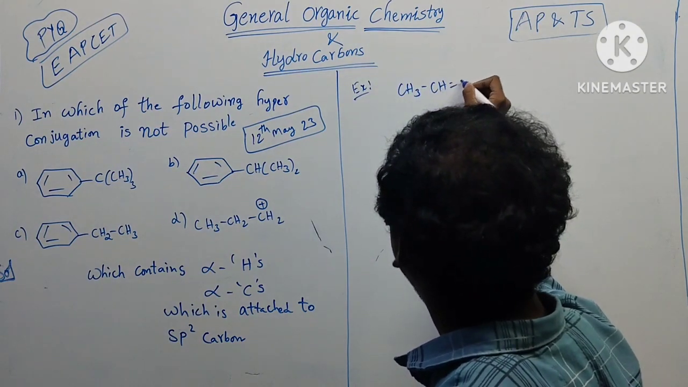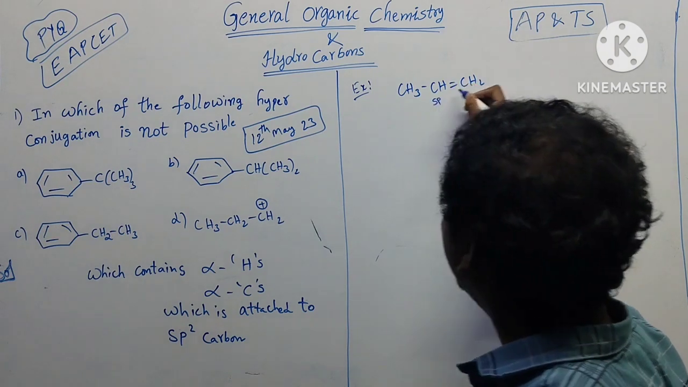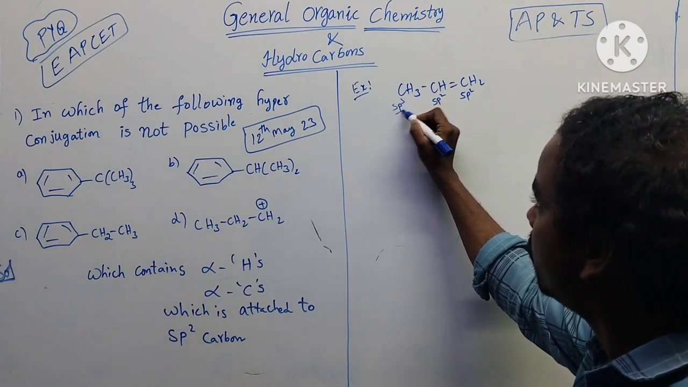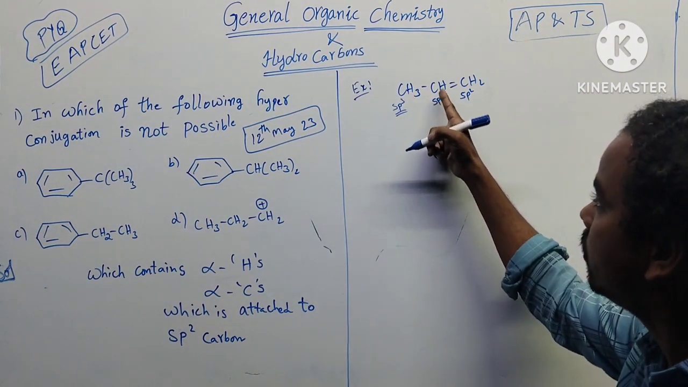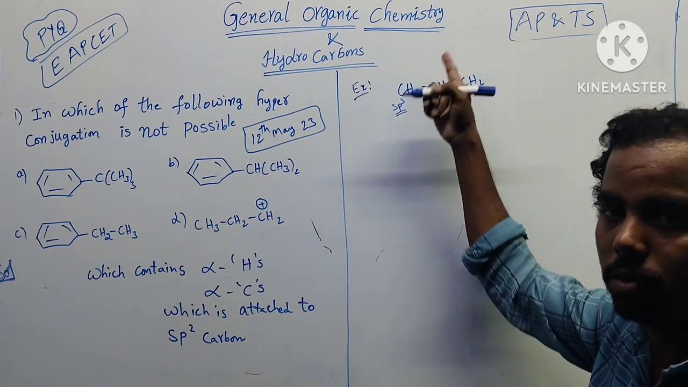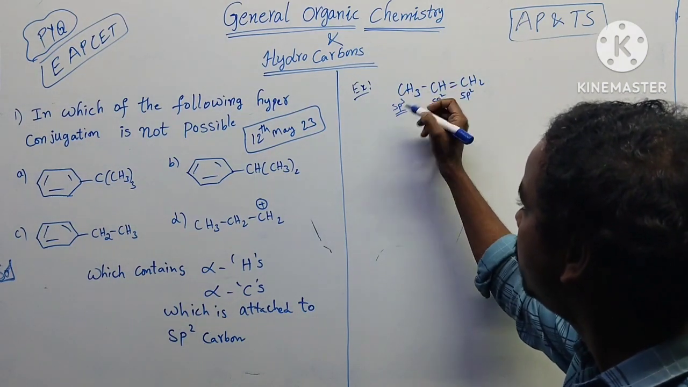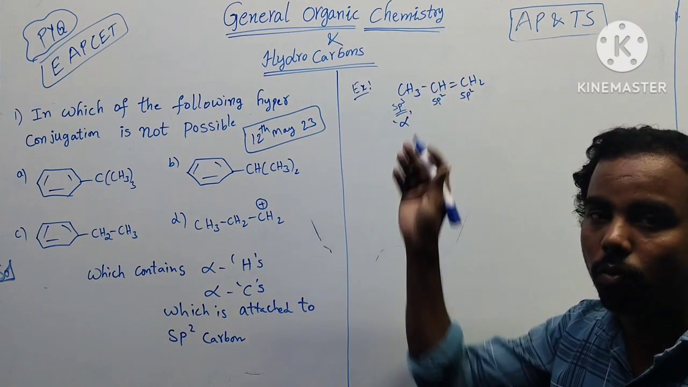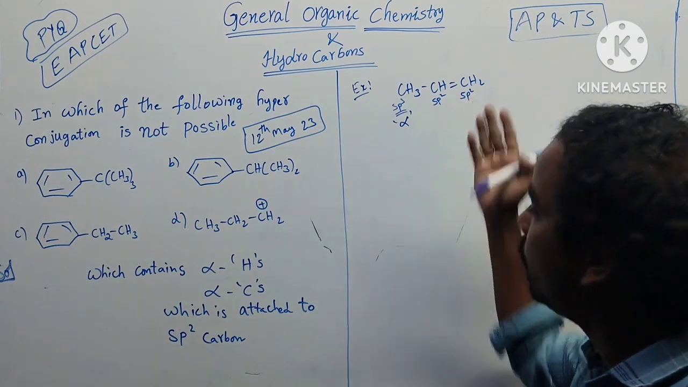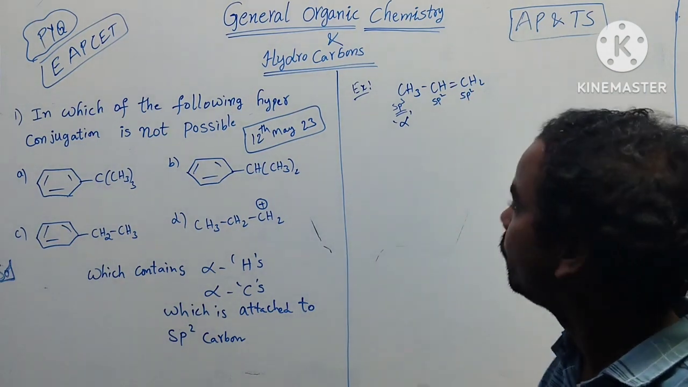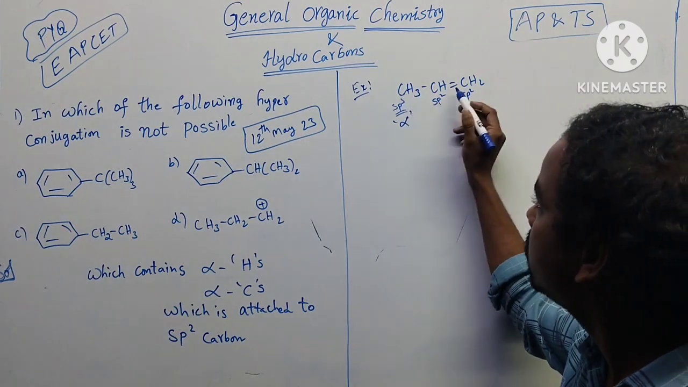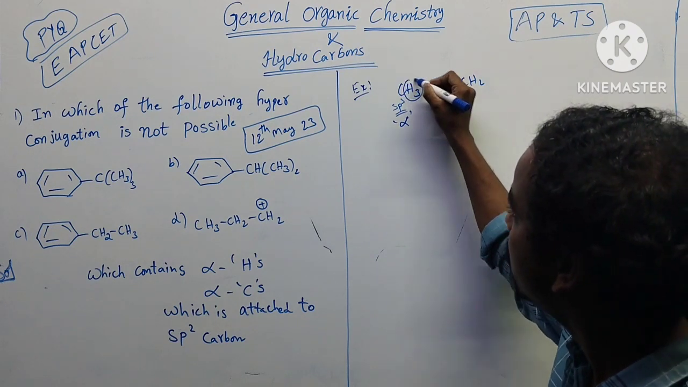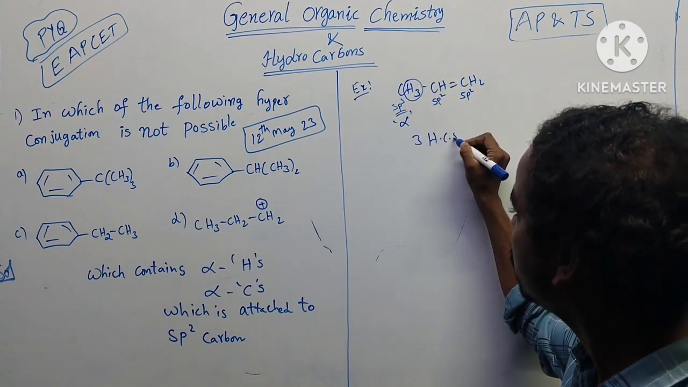CH3 CH double bond CH2. Here we have sp2 carbons, and the CH3 is an sp3 carbon. The CH double bond CH2 is the functional group, and CH3 is the alpha carbon. This alpha carbon has hydrogens. Those hydrogens are involved in delocalization of sigma electrons with the adjacent double bond, which is called hyperconjugation. So here 3 hyperconjugative structures are possible.